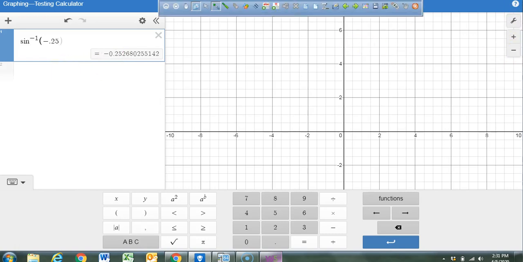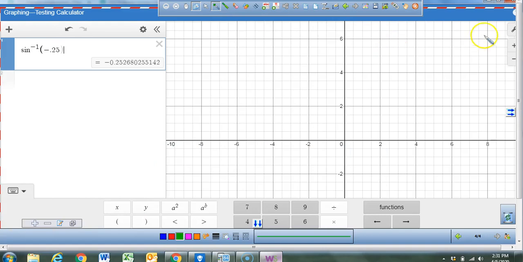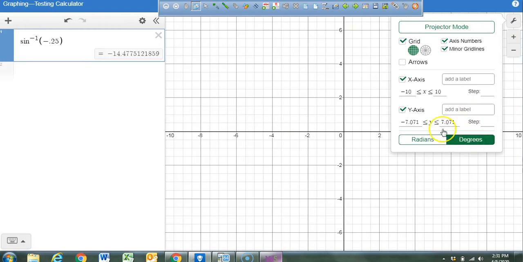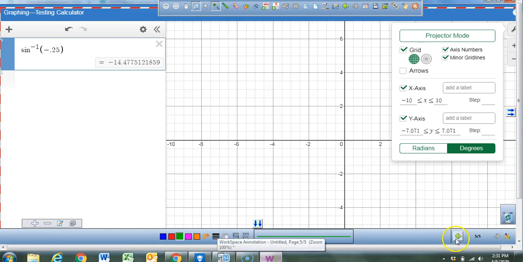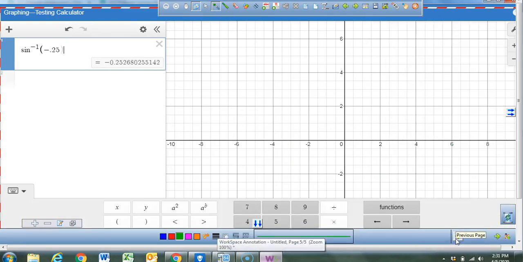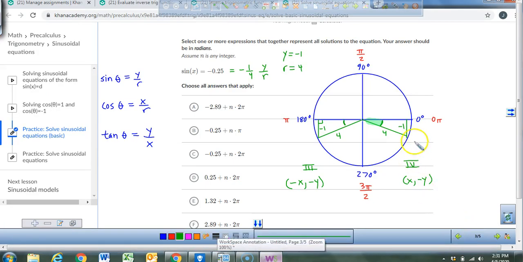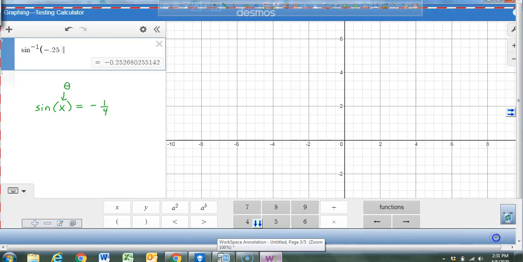Now I'm going to take a screenshot of that. Then we'll take a look at what our answer would be in degrees. All right, there's our answer in degrees. So we have radians and we have degrees. So when it says the sine of x equals -1/4, and we're wanting to solve for x, basically we're trying to figure out what is theta. What's the angle that creates this ratio of -1/4, which looks like this triangle right here, or this triangle right here. That's what we're trying to figure out.